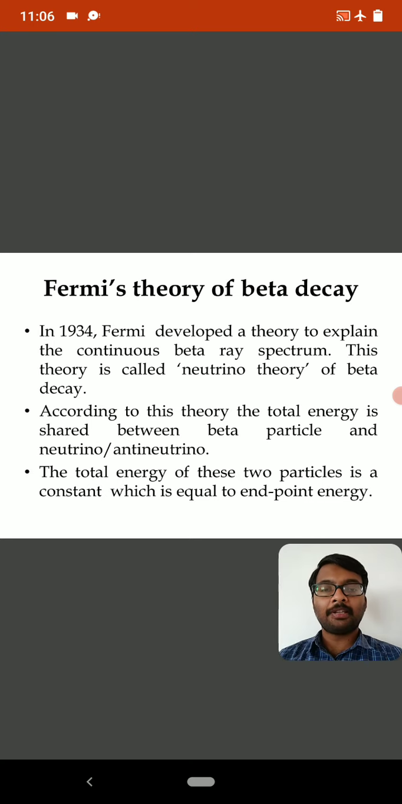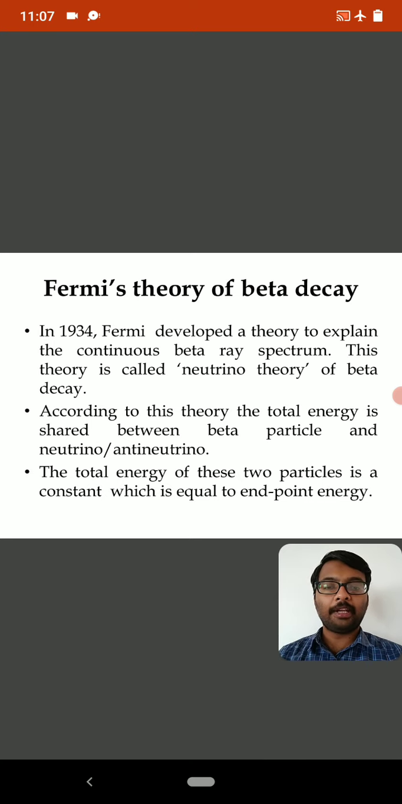So there will be a certain amount of missing energy. That missing energy will be carried by these elementary particles, that may be neutrino or antineutrino. Because of this reason, the total energy of these two particles is a constant. So the maximum energy or total energy is shared between these two particles. One is the beta particle and another one is either neutrino or antineutrino. So the total energy of these two particles is a constant which is equal to the end point energy.